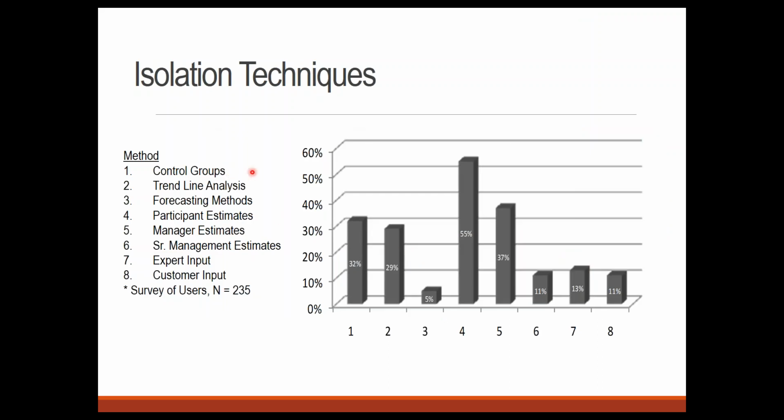So we can use control groups, we can use trendline analysis, we can use our forecasting techniques, create our models, we can use more subjective techniques, which are the estimates, as long as we're adjusting for error in the estimate by standard. We sometimes can go to our experts and our customers to get us there. So there are different ways to do it.